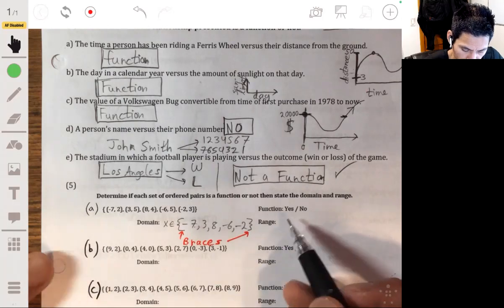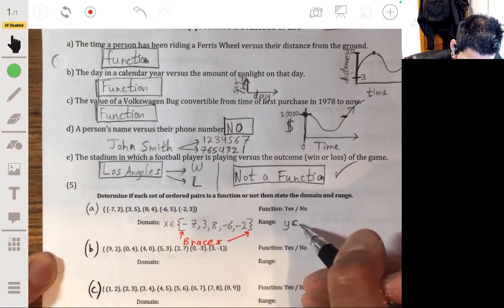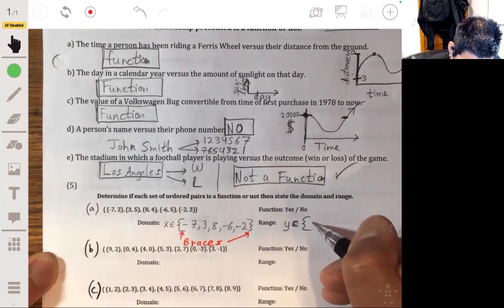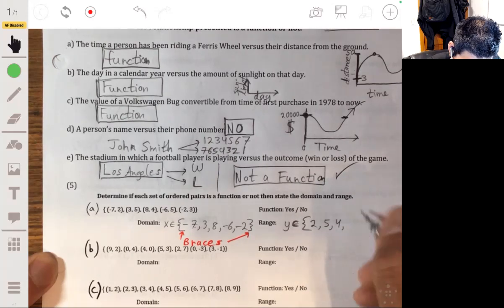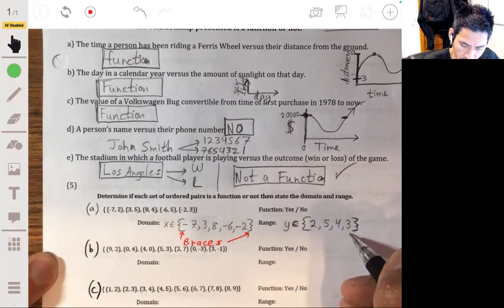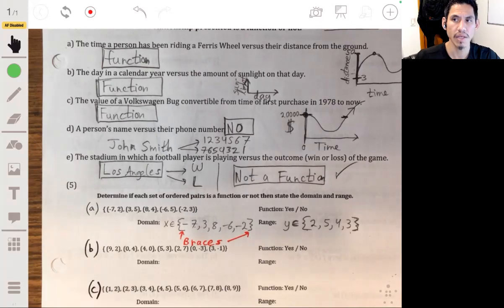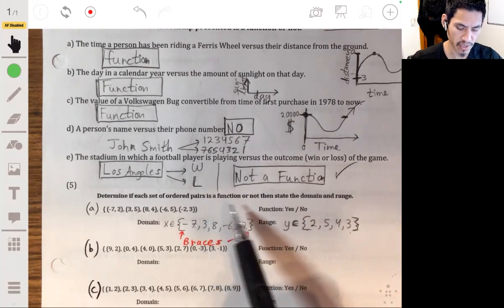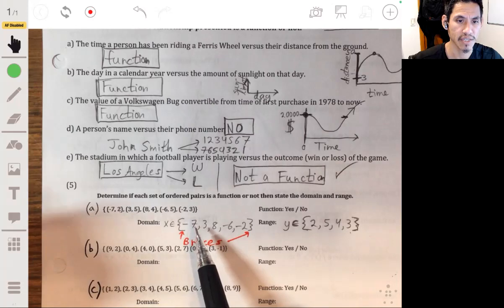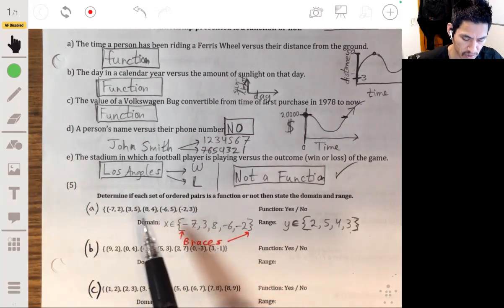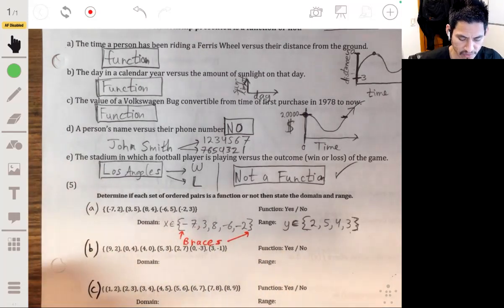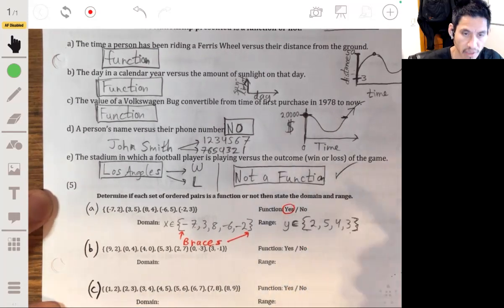The range, now you just put the y values. So 2, 5, 4, 5, 3. We don't need to repeat 5 again because we already listed it. And again, we use the braces for that. Now, for this to be a function, you want to make sure that you don't have any of the x values being assigned to different y values. So the x values, -7, 3, 8, -6, -2. None of the x values even repeat. So this will be okay for a function.